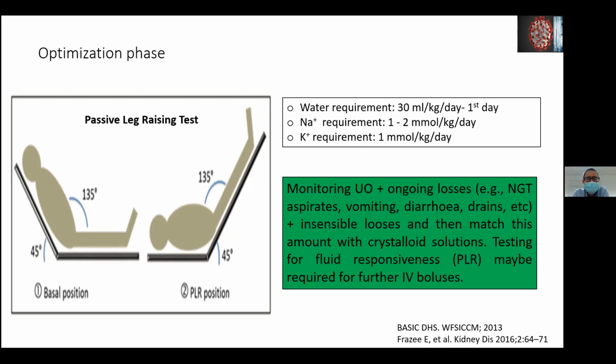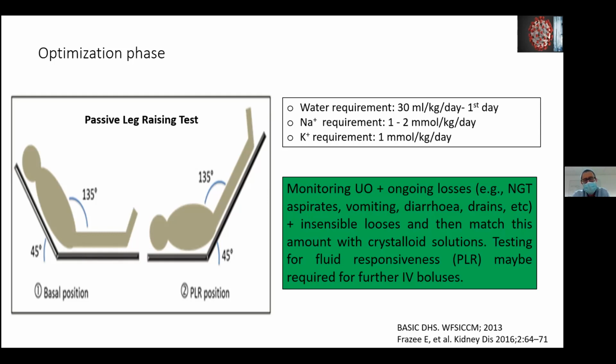Basically, for the passive leg raising, as you see in the figure, you need to put the patient 45 degrees chest up initially for 1 minute, and then you have to turn down the chest and raise the legs for 1 minute more, and then ideally you need to monitor cardiac output. It is the auxiliary parameter that you assess.